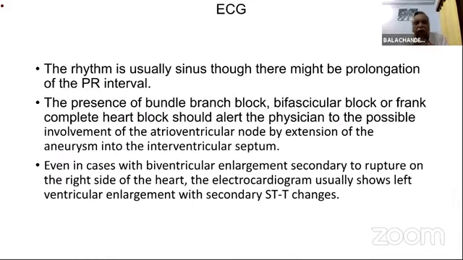ECG, of course, is sinus, and you can get a prolongation of the PR interval, you can get a bundle branch block, you can get bifascicular block or complete heart block, etc. Next slide.